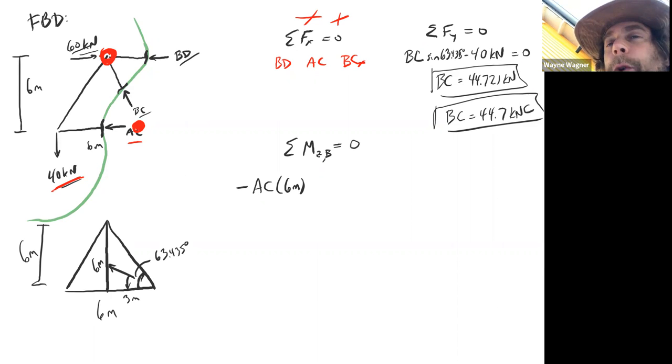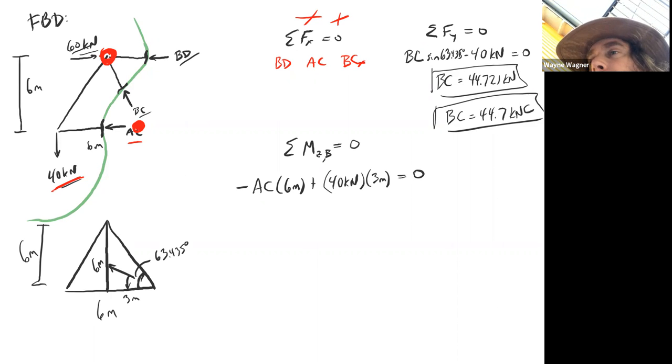And then we've got this 40 kilonewtons, and its moment arm is 3 meters. It looks like it's going counterclockwise, so that's going to be a positive, equals 0. Okay, and so what's that? That's going to be 120 divided by 6. So AC equals 20 kilonewtons.